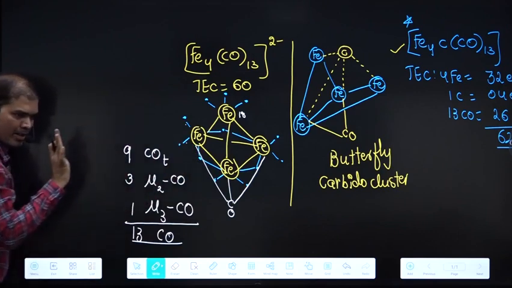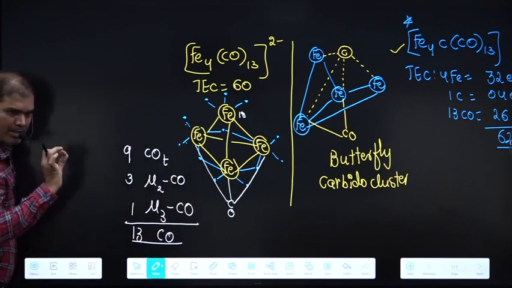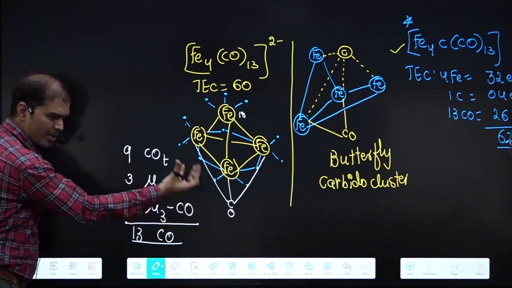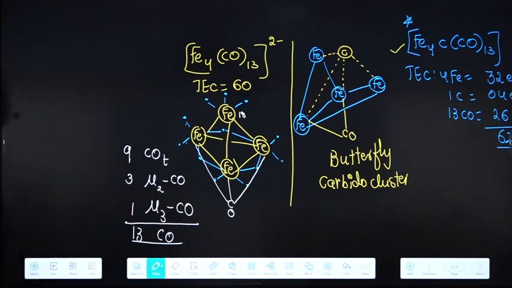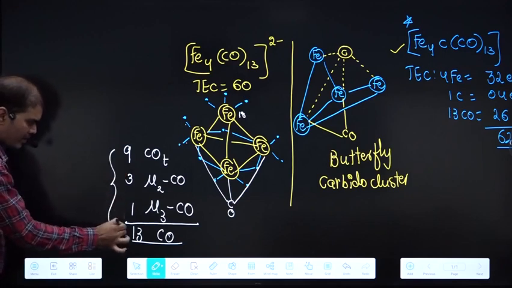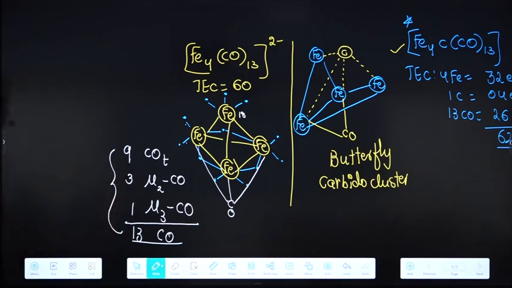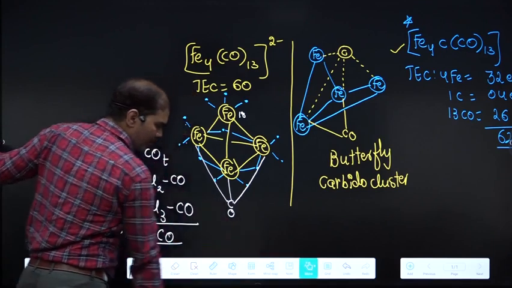The structure looks like a trigonal bipyramidal, but the skeletal structure is tetrahedral. Carbonyl is triply bridging from below. Nine terminal, 3 doubly bridging and 1 triply bridging. So many times similar questions were asked. Total electron count is easy, but they'll ask you how many bridging carbonyls are present, how many terminal carbonyls are present.